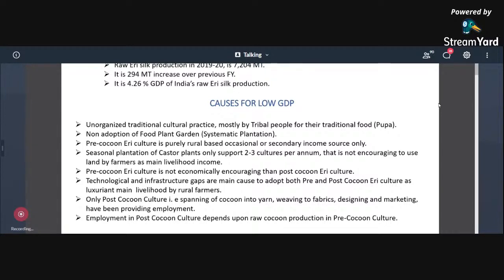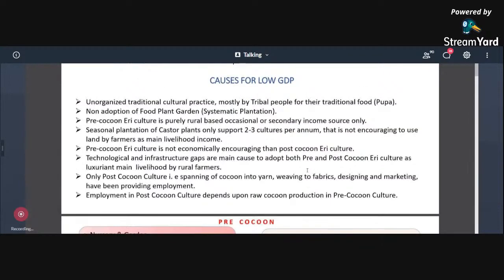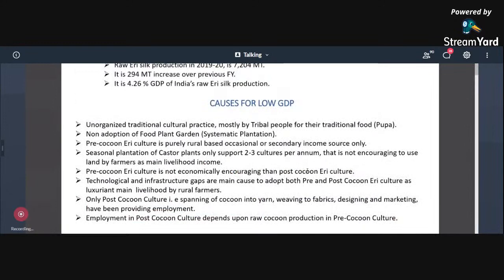Agriculture is an unorganized traditional cultural practice, mostly done by the tribal peoples for their traditional food, that is pupa. They are taking the pupa as their traditional food. Most of the persons involved in agriculture are doing it particularly for food purpose. So there is non-adoption of food plant garden. Systematic plantation is very much required for agriculture, because the agriculture depends upon the production of food plant leaves. In the lack of systematic food plant plantations, that causes low production.